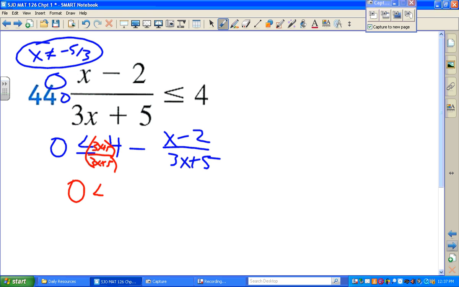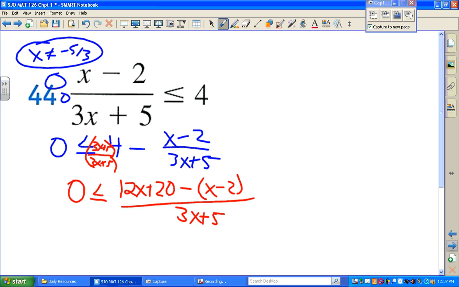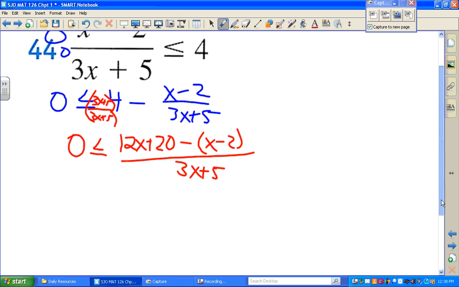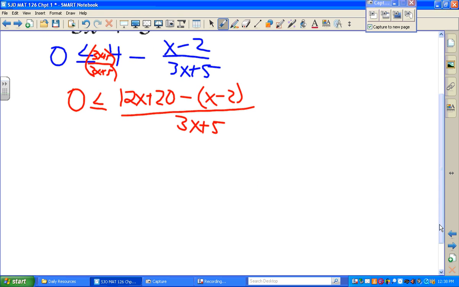So 0 is less than or equal to 12x plus 20 minus x minus 2 all over 3x plus 5. No sense in keeping the factor till the end. It helps you graph it out anyway. Here, mind you, it's probably going to be a vertical asymptote if you were to graph it out. But anyway, I just got a common denominator. Multiplied by 3x plus 5. So I have 12x minus x is 11x. 20 plus 2 is 22. All over 3x plus 5.